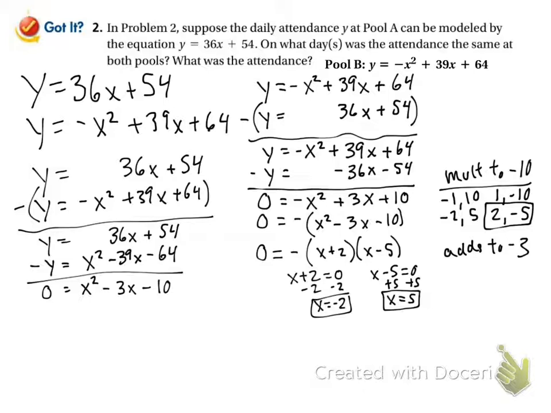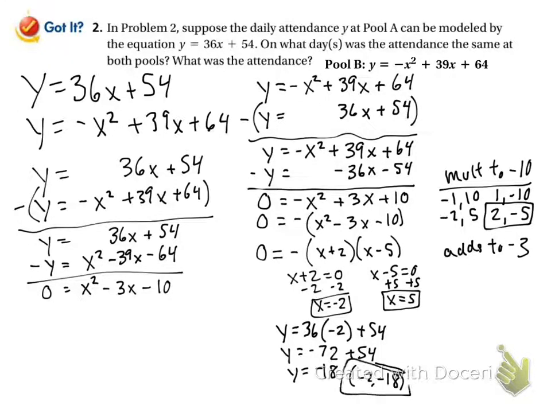I personally always go for the linear equation because I think it's less work to figure out. So y is equal to 36 times negative 2 plus 54. 36 times negative 2 is negative 72 plus 54. And negative 72 plus 54 gives us negative 18. So this is the point, negative 2, negative 18. Oops, that's one of our solutions.